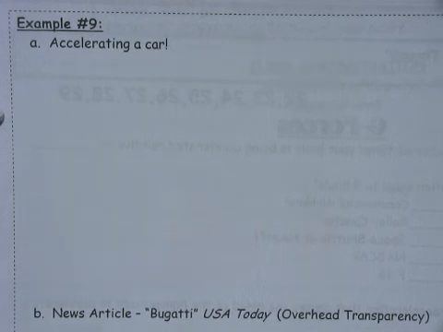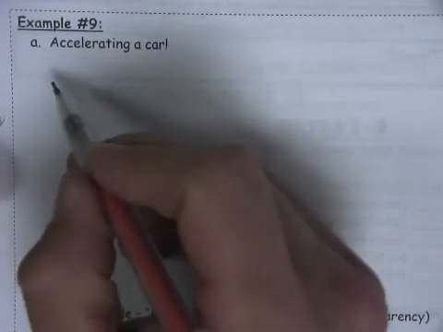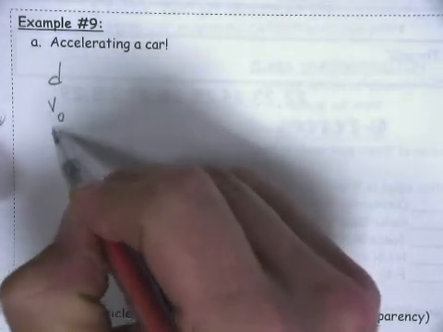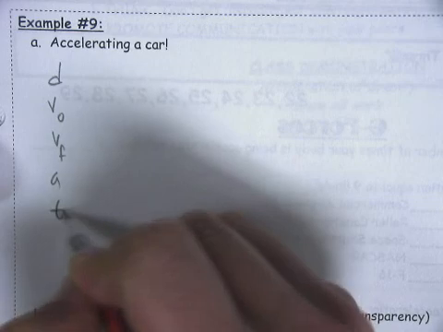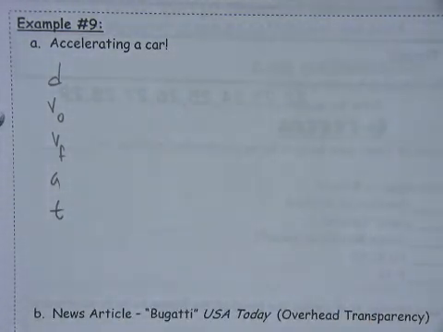And when we use the big three, we're always going to start off with 5 ideas: distance, or better yet, displacement, initial velocity, final velocity, acceleration, and time. 5 things every time. So when you think of the big three, you have to think of 5 things.